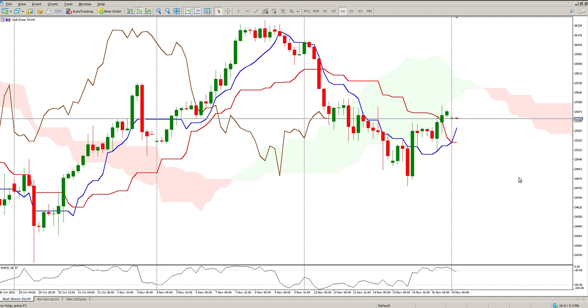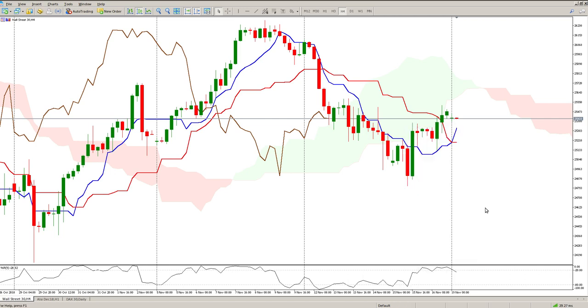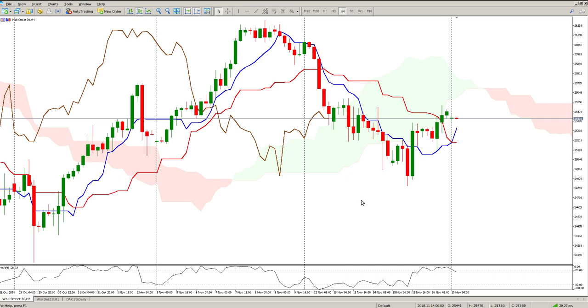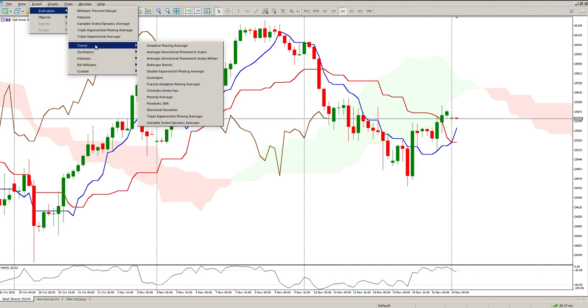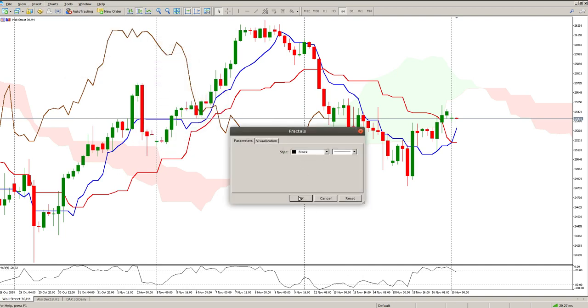Okay, there you go. So before we do that, just save that as well, otherwise I'm going to forget. Okay, so, are you seeing me set up my charts here? Just add the fractals here.